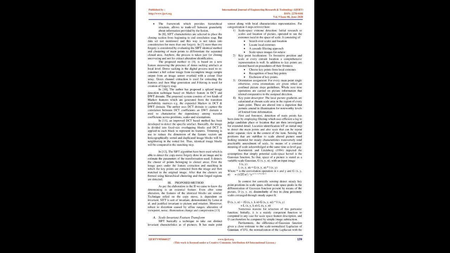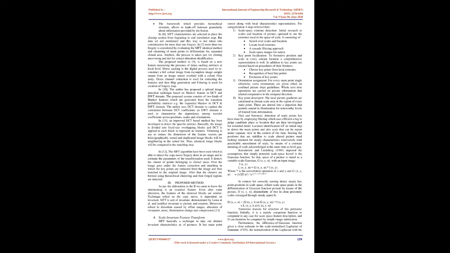The proposed method in 9 is based on a new feature measuring the presence of demosaicking artifacts at the local level. Demosaicking is the digital process used to reconstruct a full color image from incomplete image samples output from an image sensor overlaid with a color filter array. Green channel extraction is used for extracting the features, and then map generation and filtering is used for creation of the forgery map.